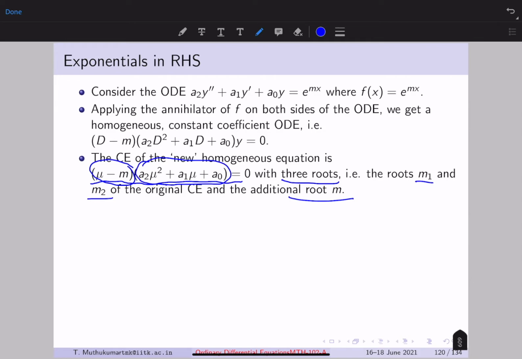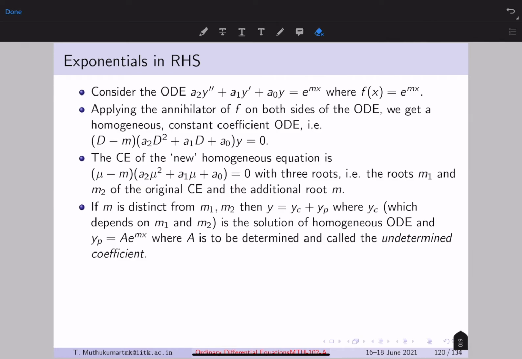So you started with the second order ODE, but using the annihilator, because of the form of f here, you ended up with a third order differential equation, and the corresponding characteristic equation admits 3 roots. Now we have already seen the theorem depending on repeated roots, distinct real roots, complex roots, and so on, how to solve it, right?